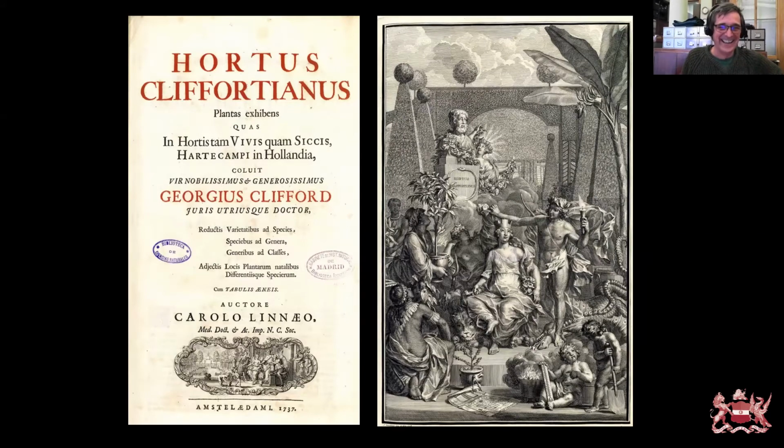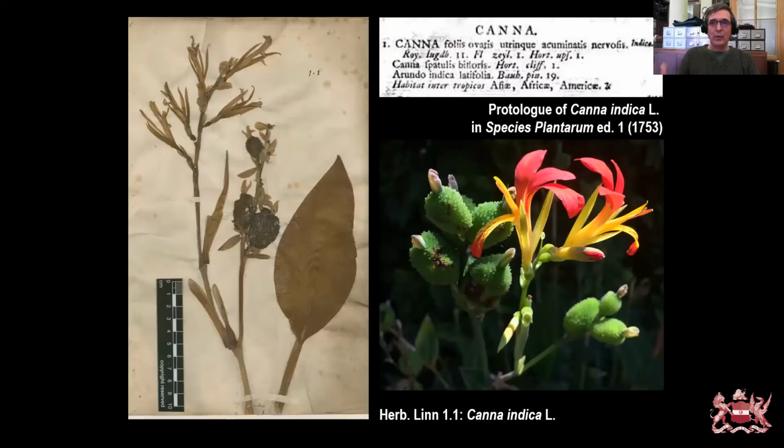So just to show you in a little bit more detail what's going on with that very dense text.